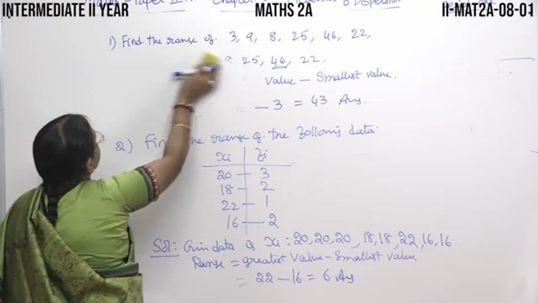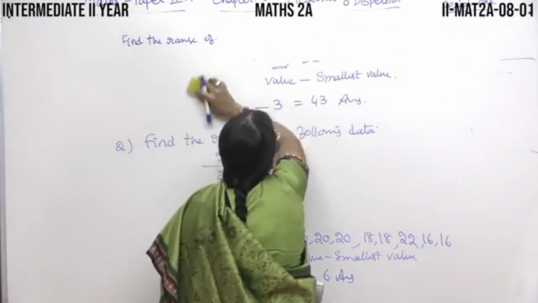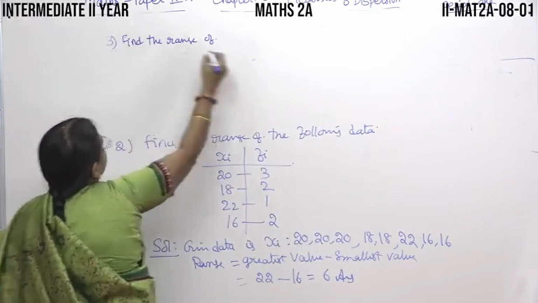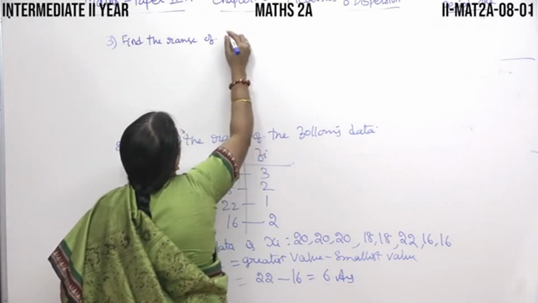Now suppose your question is to find the range of the following data, given as class intervals with frequency.